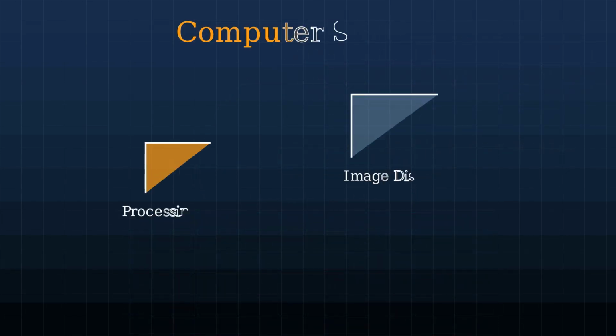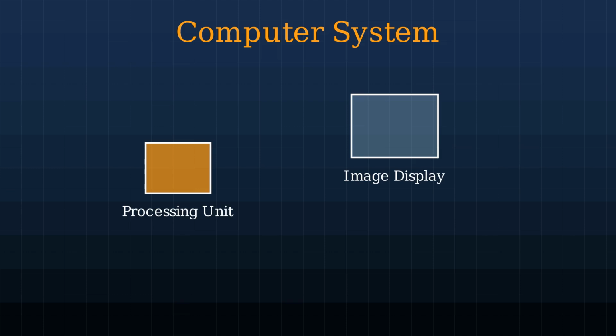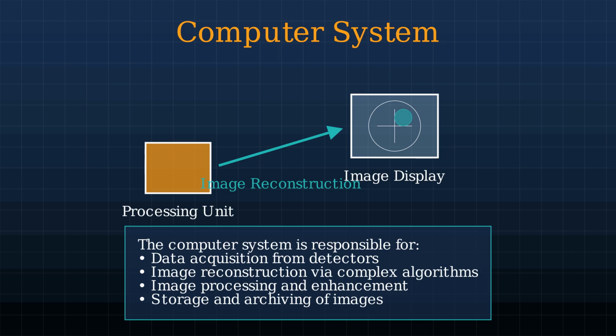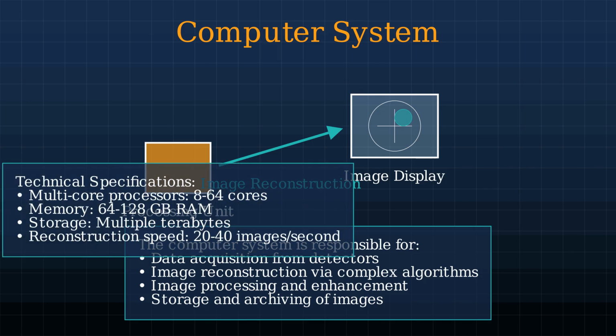The computer system is the brain of the CT scanner, processing the raw data from the detectors and reconstructing it into diagnostic images. It uses sophisticated algorithms to transform the data collected from thousands of projections into detailed cross-sectional images. Modern CT computers can process enormous amounts of data and perform reconstructions in seconds, allowing for rapid diagnosis. Today's CT systems utilize powerful multi-core processors with up to 128 gigabytes of RAM, capable of reconstructing over 40 images per second.